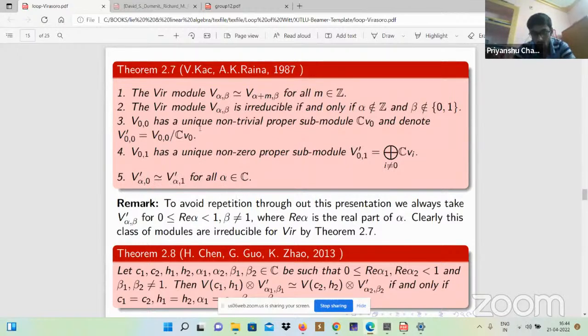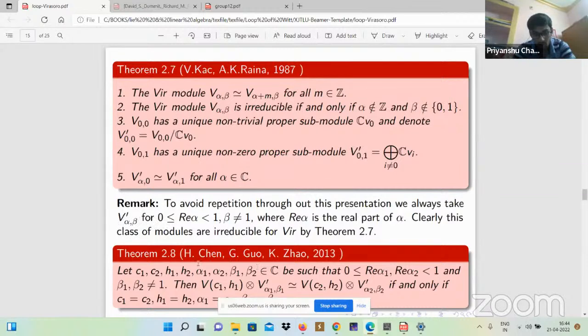So one can see from this result that the modules V'_{α,β}, where α is running over 0 ≤ Re α < 1 and β not equal to 1, are all irreducible modules for V, and these are all distinct irreducible modules.